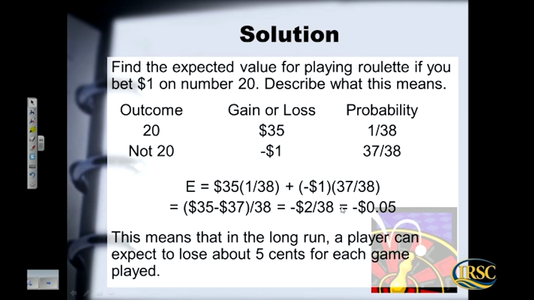So roulette is not a winning game. It's a lucky game. It's not something that is known for something you win at all the time. But it all depends on whether this is worth the risk, okay? Maybe you just really enjoy it and you can afford to lose about 5 cents a game every so often.